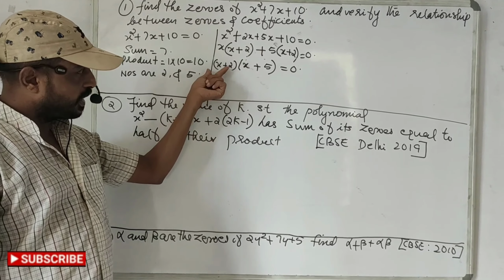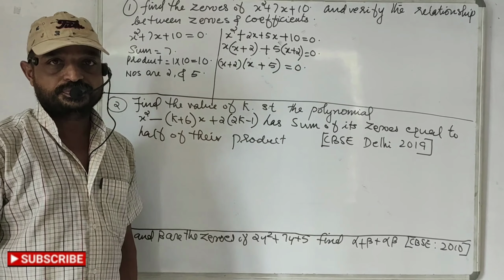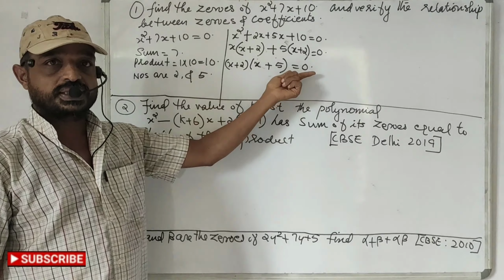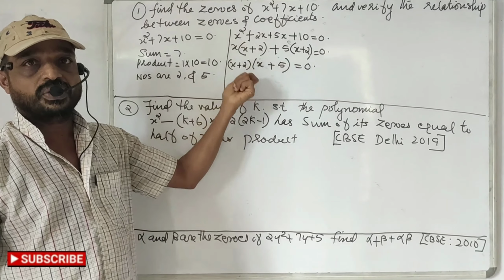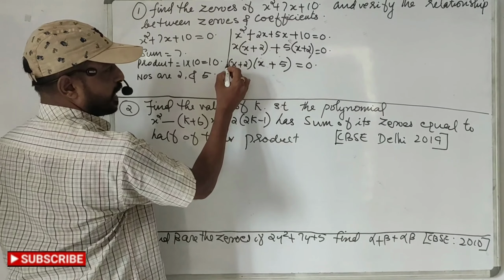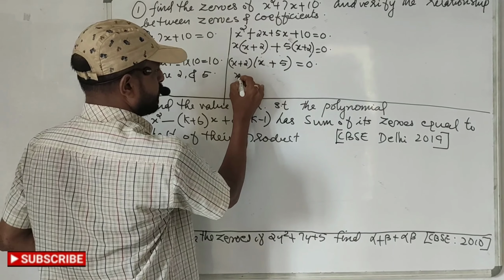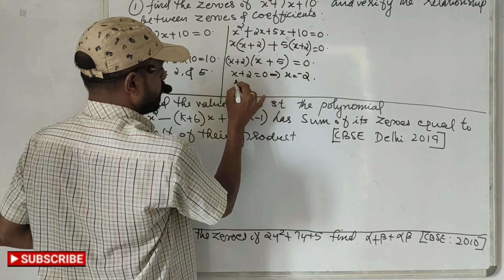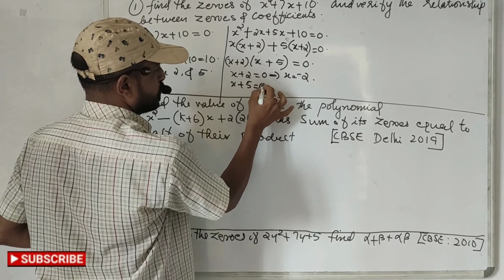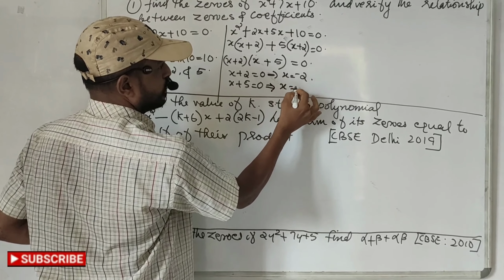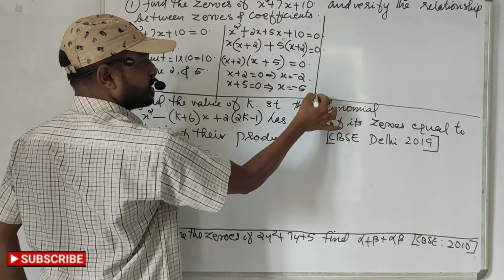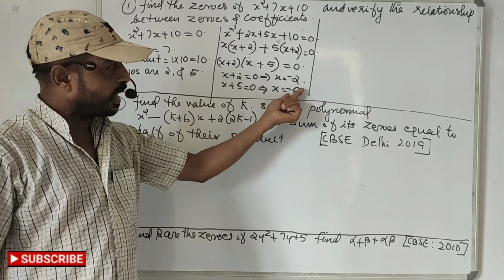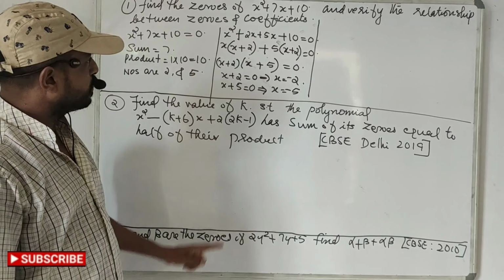Now equate each of the factors to 0, by the zero factor theorem. If a into b equal to 0, then what does it mean? Either a equal to 0 or b equal to 0. So x plus 2 equal to 0 implies x is equal to minus 2, and x plus 5 equal to 0 implies x is equal to minus 5. So what are the zeros of this polynomial? Minus 2 and minus 5 are the zeros of the polynomial.